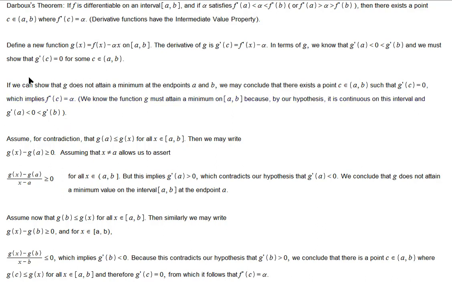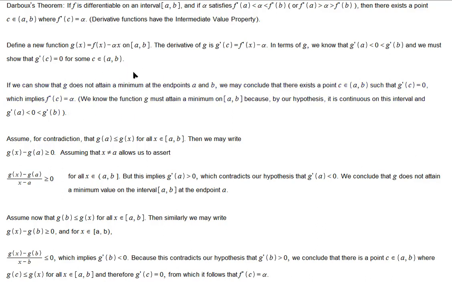We are going to start by defining a new function, g of x equals f of x minus alpha x, on the closed interval from a to b. And this is going to simplify matters for us because we have to find a point where the derivative of this function is 0. Because you see, the derivative of g is g prime of x equals f prime of x minus alpha. And in terms of g, we can restate our hypothesis by saying that g prime of a is less than 0, less than g prime of b. And we must show that g prime of c is 0 for some c in the open interval from a to b.